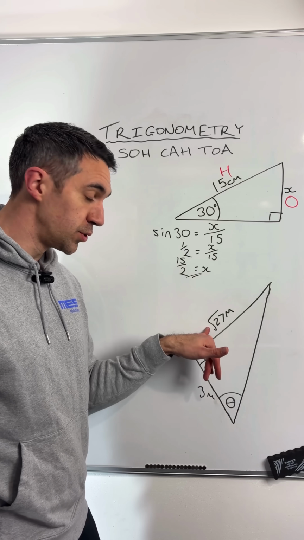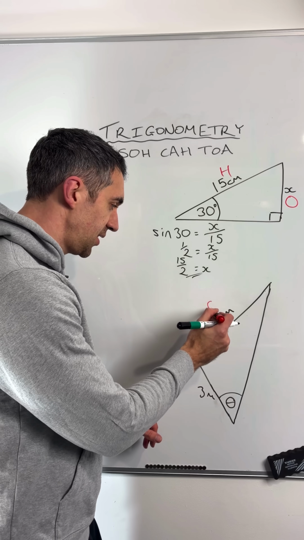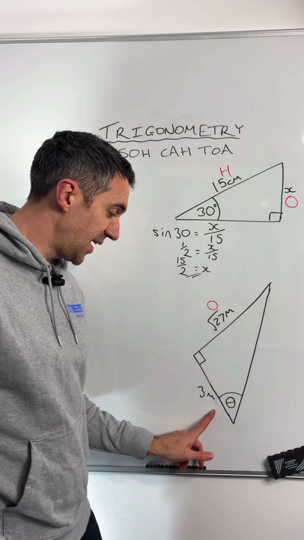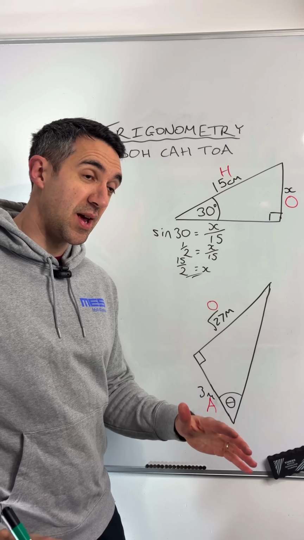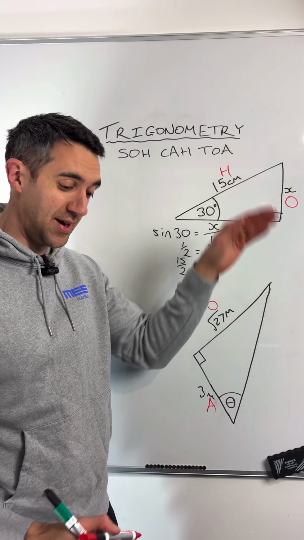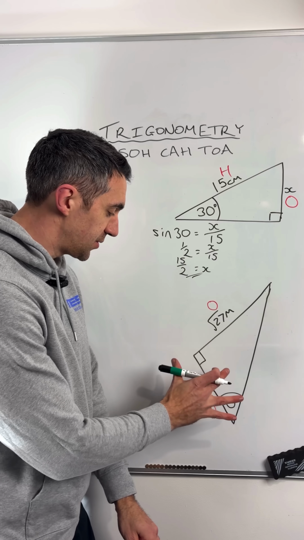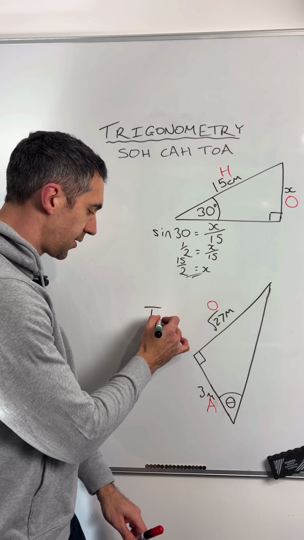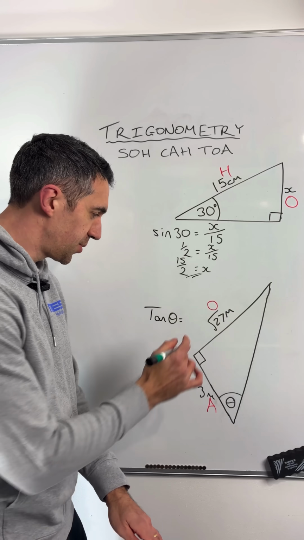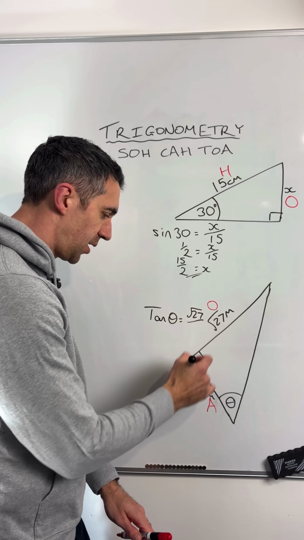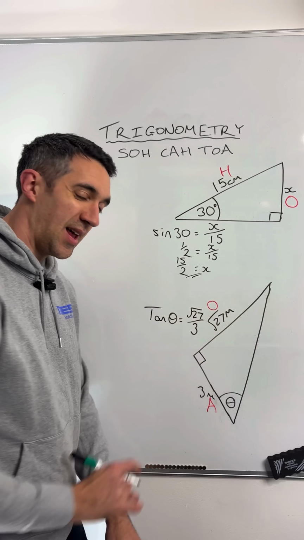So we're going to label the root 27 as our opposite side. We're going to label our 3 as our adjacent side. So we've got O and A. So that's going to be our TOA, tan. That's what we're going to use this time. So that means we can now write down tan theta equals root 27, our opposite side, divided by 3, our adjacent side. And now we're going to try and solve that.